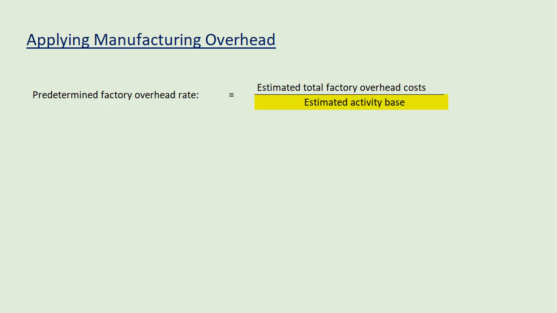For example, the guitar company estimated that the total factory costs is $50,000 and there are 10,000 direct labor hours. So the predetermined factory overhead rate is $5 per direct labor hour. Now we have this predetermined factory overhead rate, and the base is the direct labor hour.